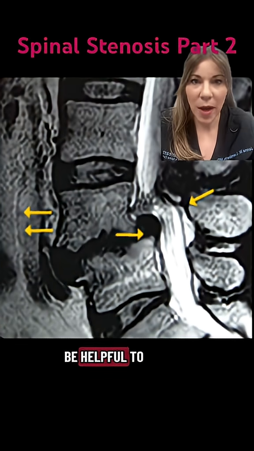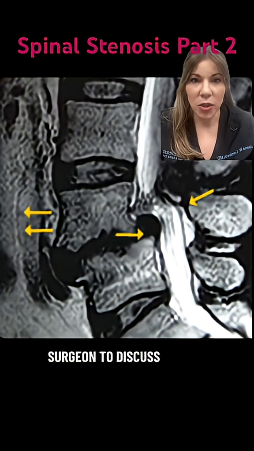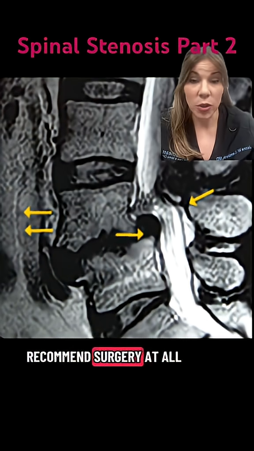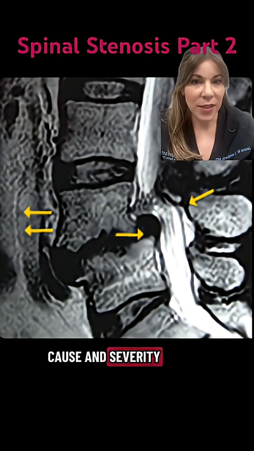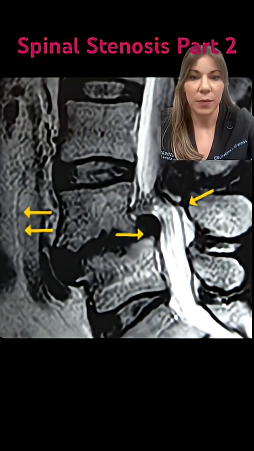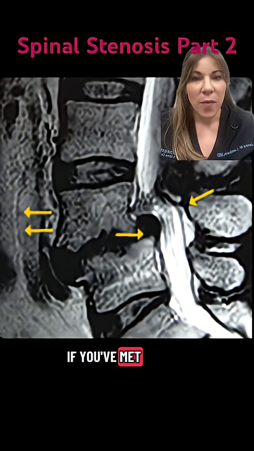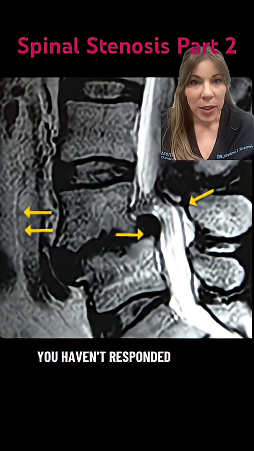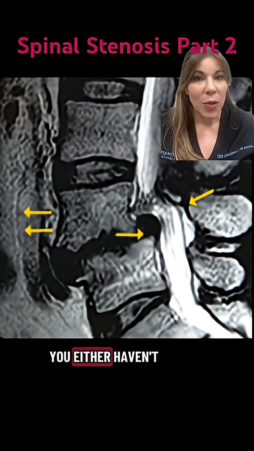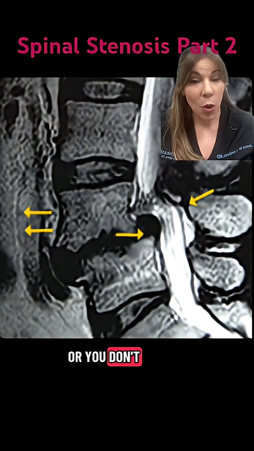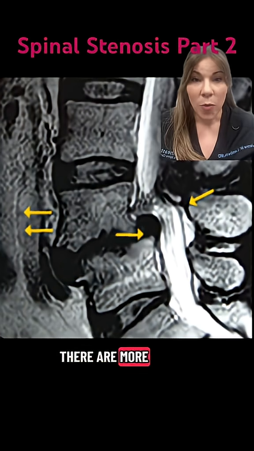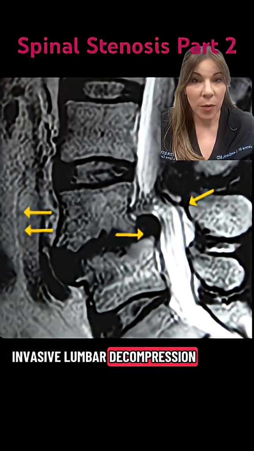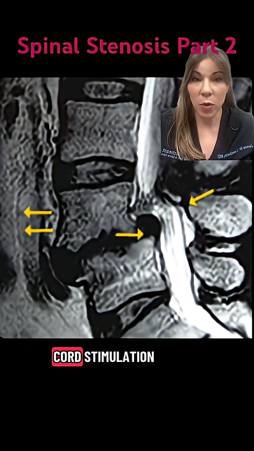It can also be helpful to meet with a surgeon to discuss surgical options. The type of surgery that they would recommend, or whether they recommend surgery at all, depends on the cause and severity of your stenosis. And then lastly, if you've met with a surgeon, you've been told that you're not a surgical candidate, you haven't responded to conservative medication therapy, you either haven't responded to opioids or you don't want to be on opioids, there are more advanced pain procedures that could be helpful for you, such as minimally invasive lumbar decompression or the mild procedure or spinal cord stimulation.